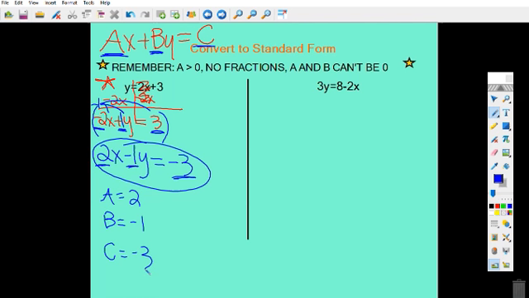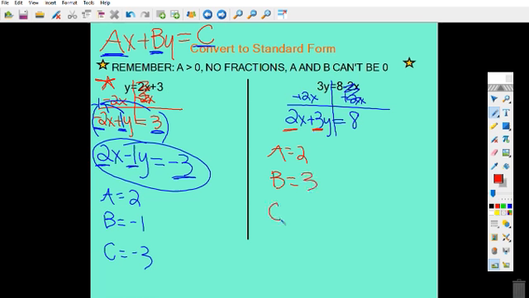All right? Let's try it on this one. I need x and y over on the other side. So I need to add 2x to both sides. Those go away. We get 2x plus 3y equals 8. And there, we already have it in our form. We have our A equals 2, B equals 3, C equals 8. Okay? That is standard form right here.